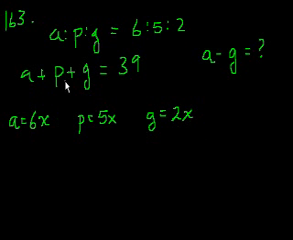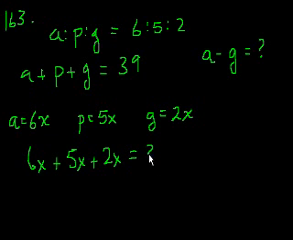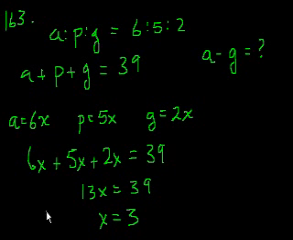So let's use this information and substitute back and see what x is equal to. So we get 6x plus 5x plus 2x is equal to 39. That's 6 plus 5 is 11 plus 2 is 13. 13x is equal to 39. x is equal to 3. And so how many apples are there? 6x, there are 18 apples. We don't have to figure out the peaches, but we can do it rather fast. There are 15 peaches, and then there are 6 grapes.